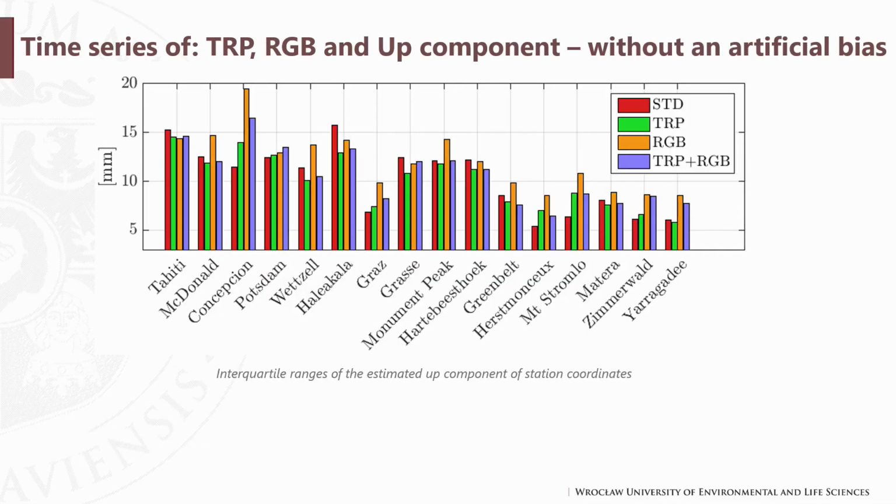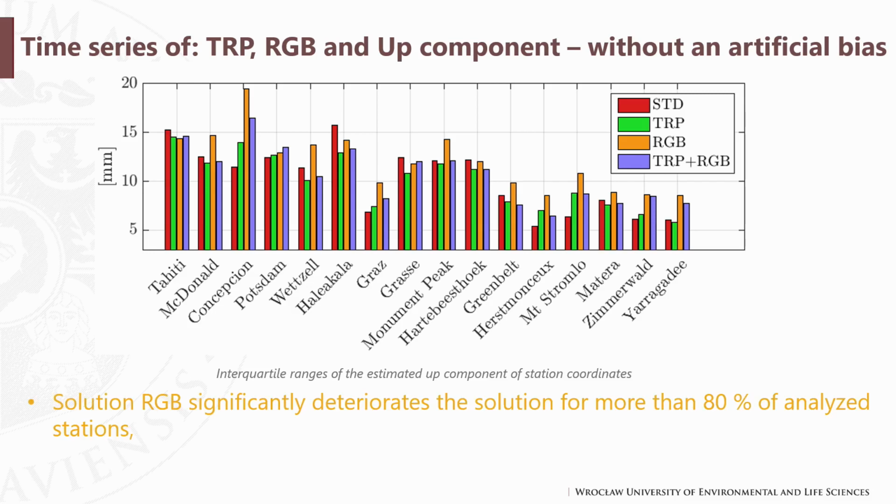Now let's have a look at the solutions without introducing any artificial biases. So we have a standard solution, without estimating range biases and tropospheric biases, a solution with the estimation of tropospheric biases, with the estimation of range biases, and with the estimation of both parameters. And we see the station coordinate repeatability for the up component.